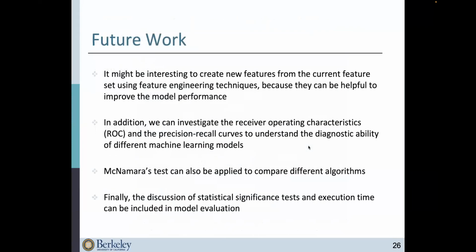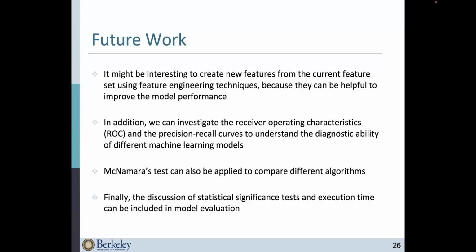So, conclusion and future work. In this preliminary study, we implemented machine learning methods for two subproblems. One is a three-category classification, and another is unsupervised learning, a clustering problem. For future work, it might be interesting to create new features from the current feature set using feature engineering techniques, because they can help improve model performance.